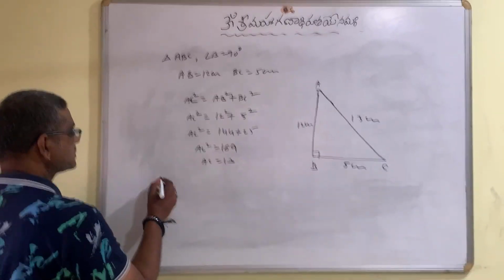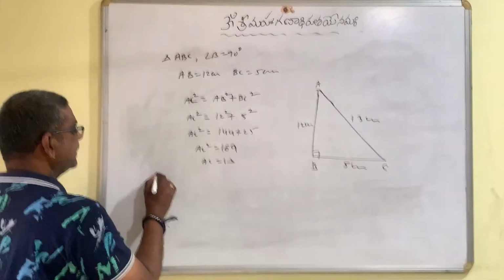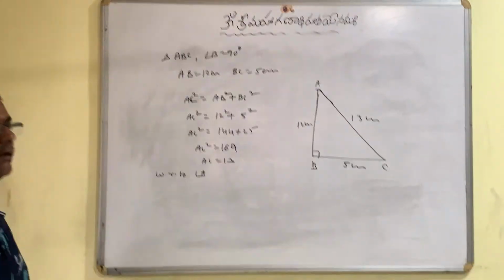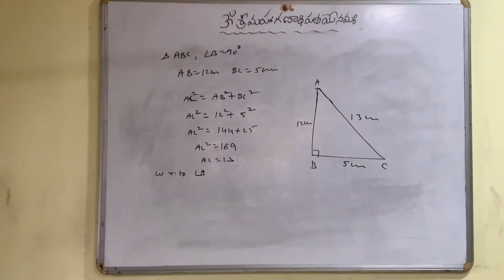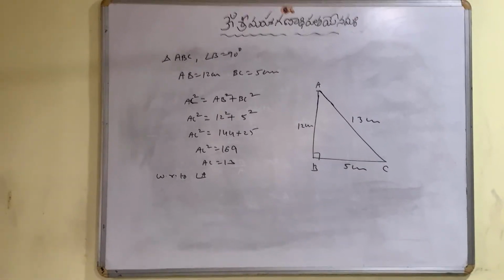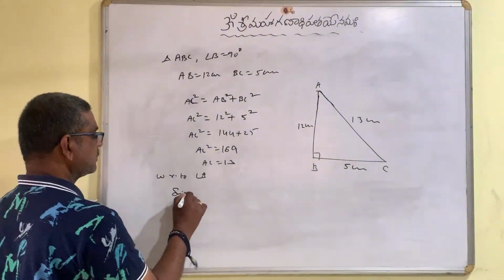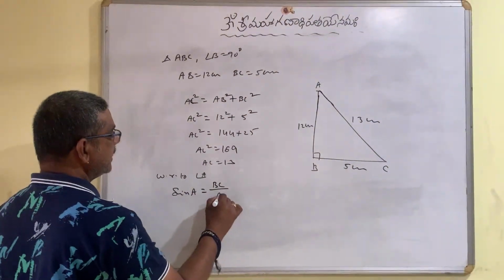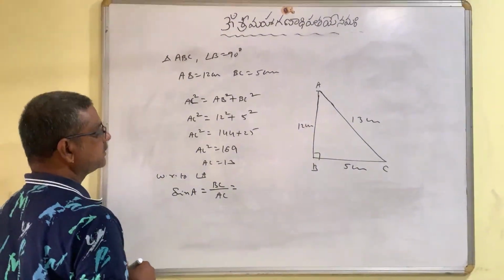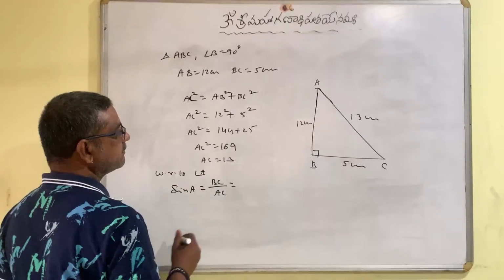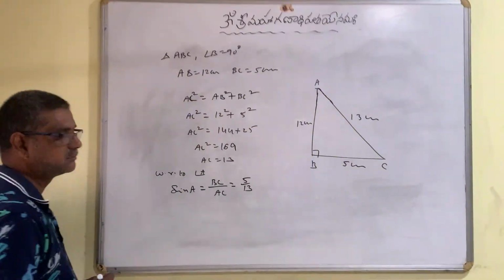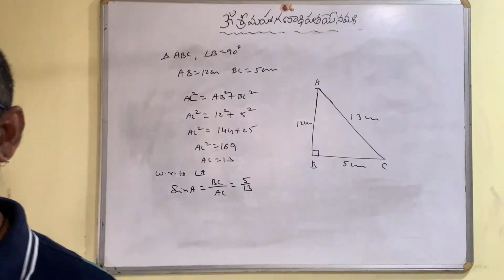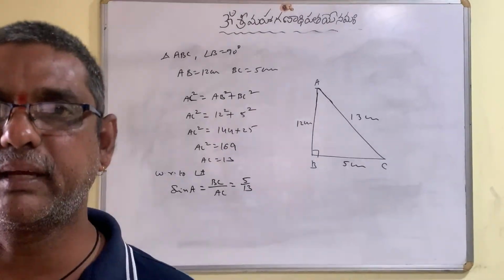Now, first write the trigonometric ratios with respect to angle A. So sin A, side opposite to angle A by hypotenuse, that is BC by AC, 5 by 13. We cannot simplify it, because the highest common factor of 5 and 13 is 1 only. So 5 by 13 only.